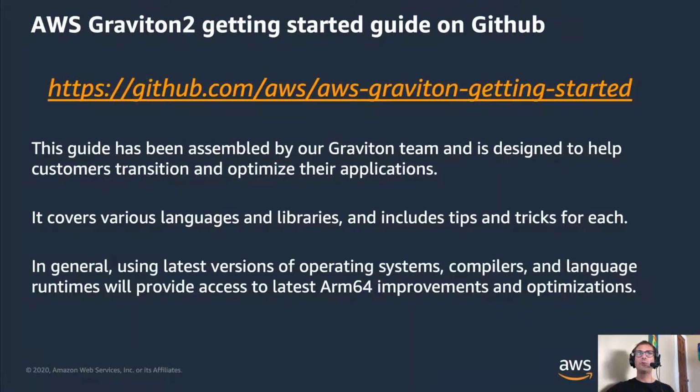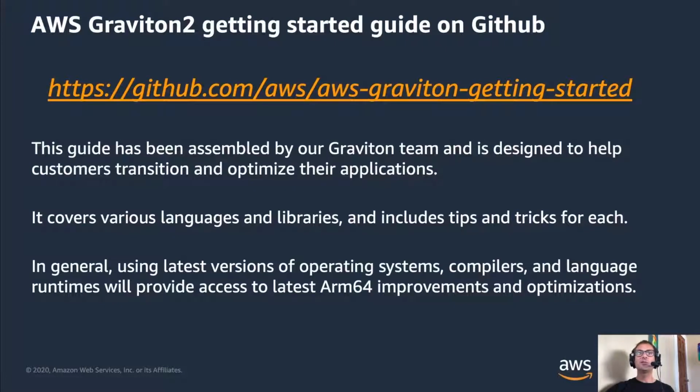If you want to go further, AWS has and keeps on updating a getting started guide for the Graviton-based instances. It has been assembled by a mix of solutions architects and services teams from AWS, and it is designed to help you transition your applications. There are tips and tricks about, for example, which flags you should use with the different compilers when recompiling an application for the Graviton2-based instances.